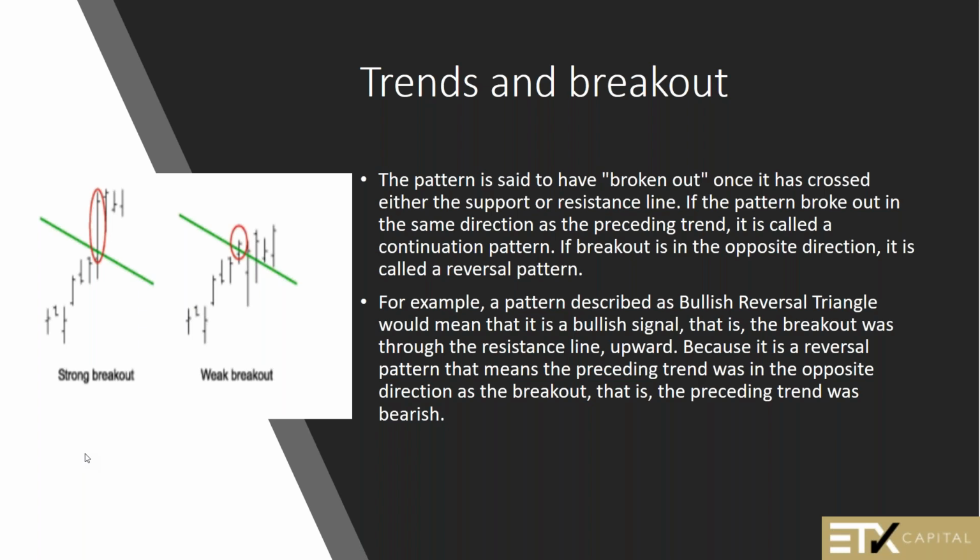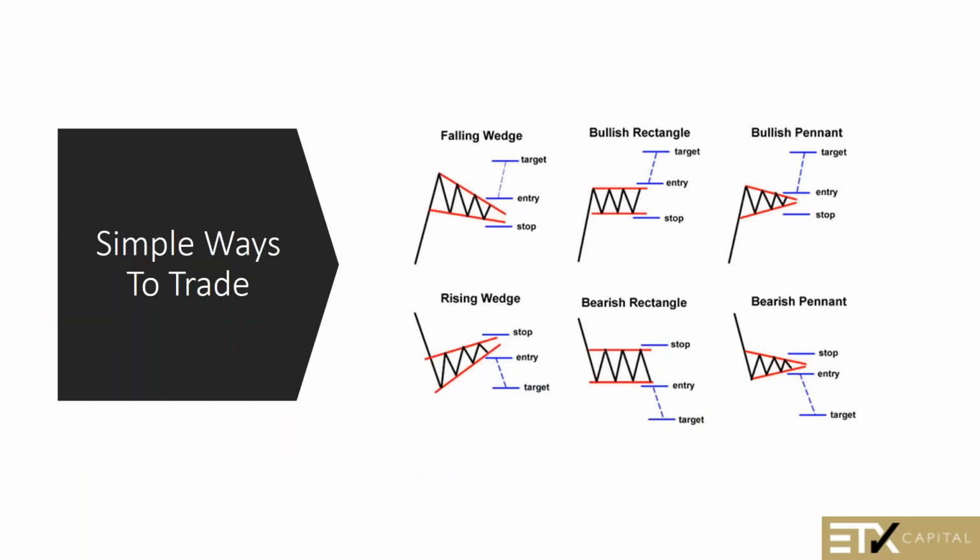Because it is a reversal pattern, that means the preceding trend was in the opposite direction of the breakout. That is, the preceding trend was bearish. So you have to look at what the trend is, and then at which direction it broke. If it's an upward moving trend and it breaks out down, or a downward moving trend and it breaks out up. It can do either, because we're not guaranteed what is going to happen when it breaks out. But we know where we're expecting a breakout, and when we get that breakout, we then know what we can do with it.